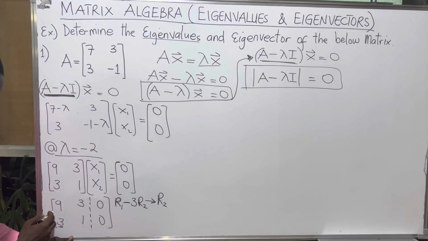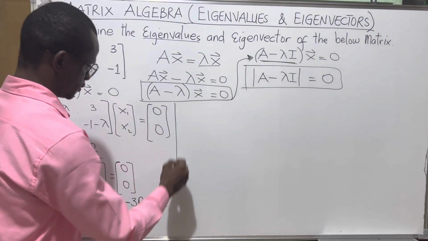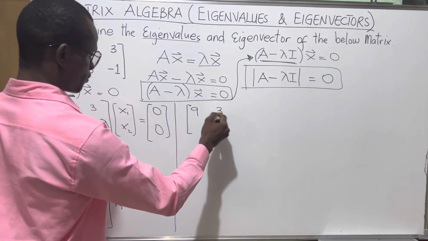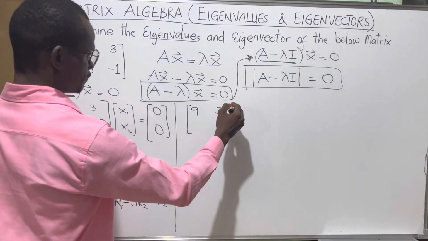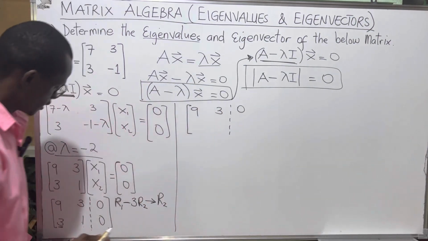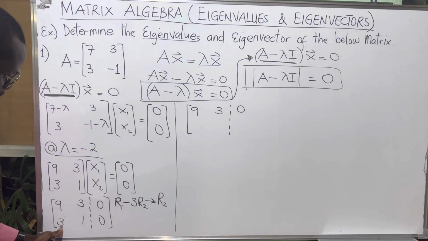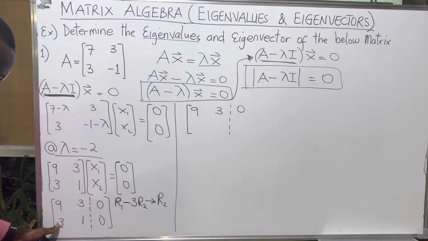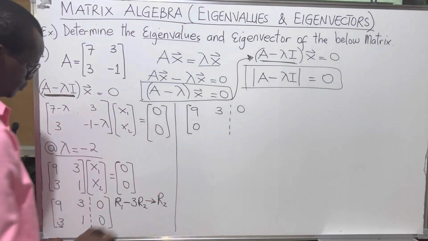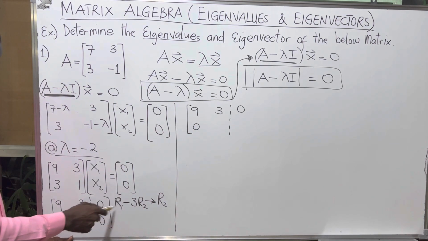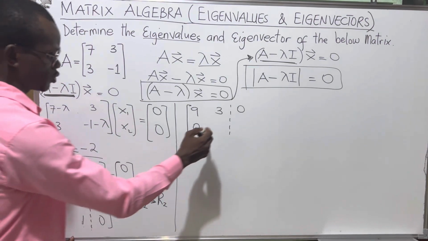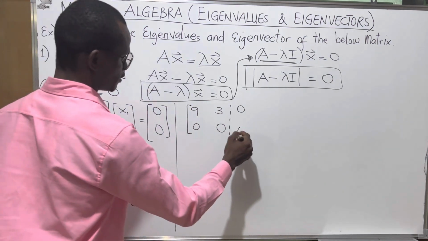So the first row remains constant. We are not touching anything on the first row. So we have 9, we have 3, and we have 0 right here. So it's the second row that will be affected. So it is 9 minus 3 times this 3 is 9 as well. So this is 0. Now this is 3. So 3 times this 1 is 3. So it also goes to 0. And then this side now is also 0 as well.